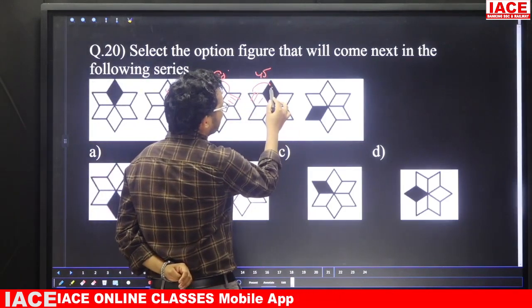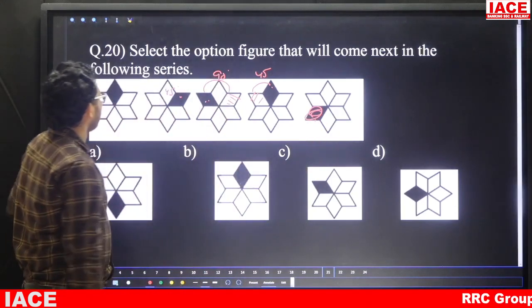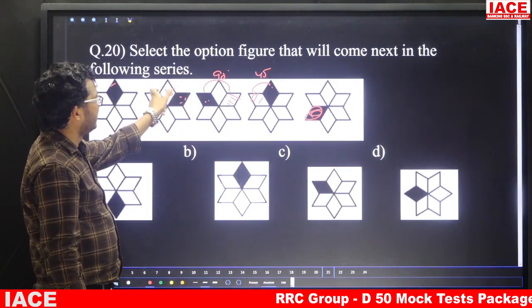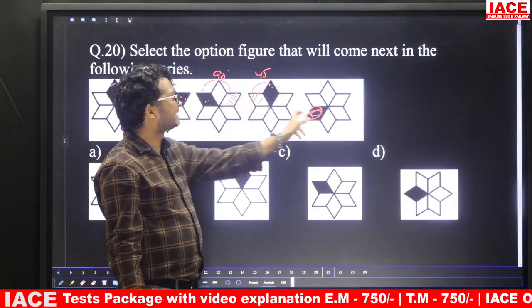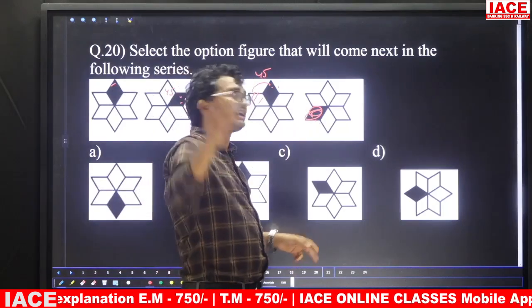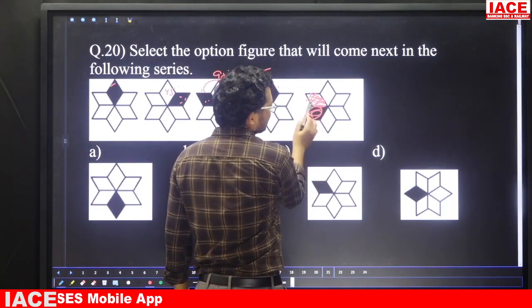Next, again from here to here, 90 degrees anti-clockwise means what? In this place. That means this one is what? 45 degrees clockwise, again 90 anti-clockwise. Again 45 degrees clockwise, again 90 degrees anti-clockwise. Next one is what? 45 degrees clockwise. 45 degrees clockwise means this shading will be in this side, in this part.